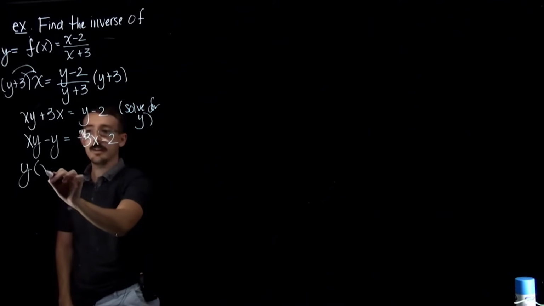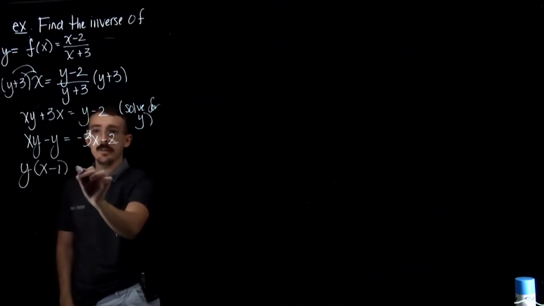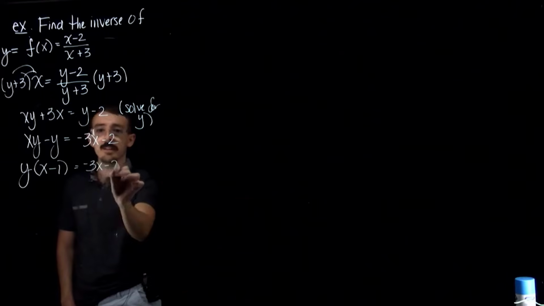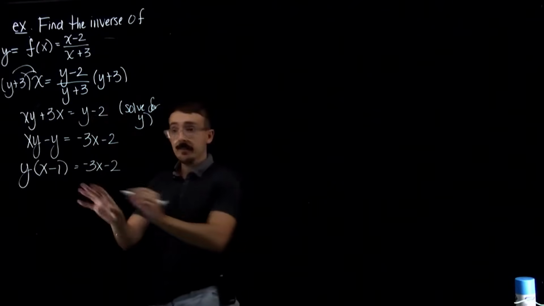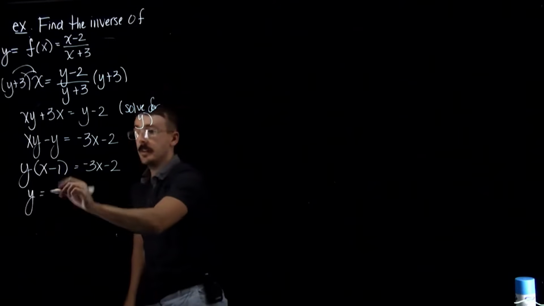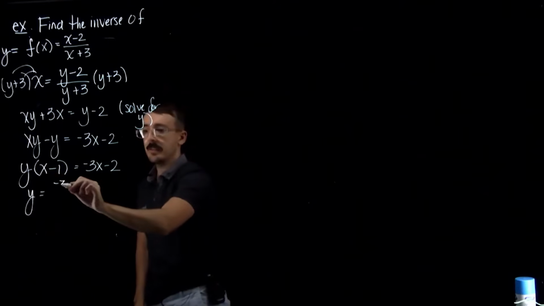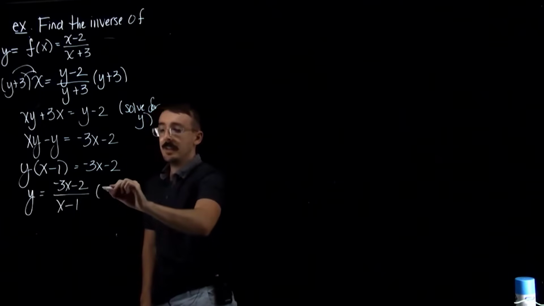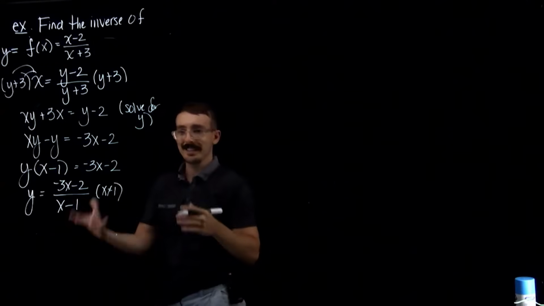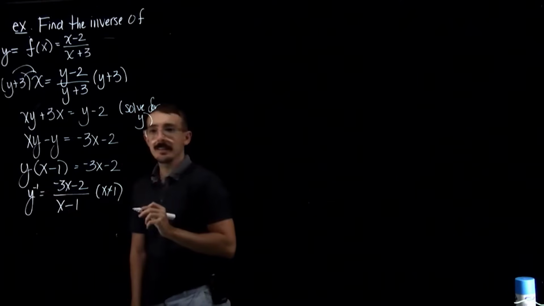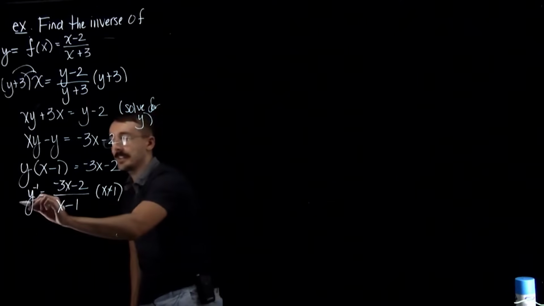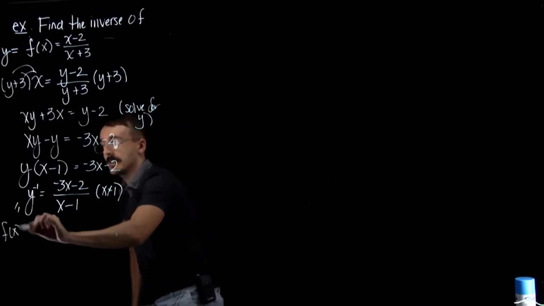So y times x minus 1 equals negative x minus 2. And then the very last step to solve for y is you're going to divide by this x minus 1. So you're going to get negative 3x minus 2 over x minus 1. And we just have to hope that x is not equal to 1, right? You just don't want to divide by 0. And then this I'm going to label as my inverse function. So this equals f of x inverse.